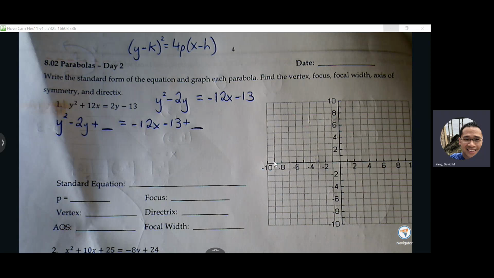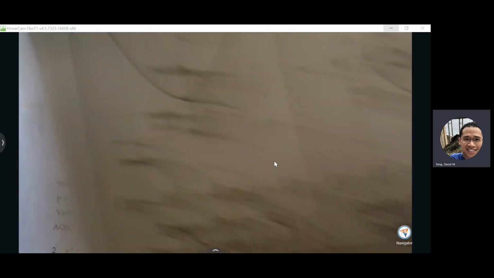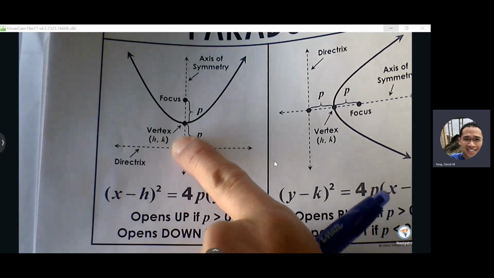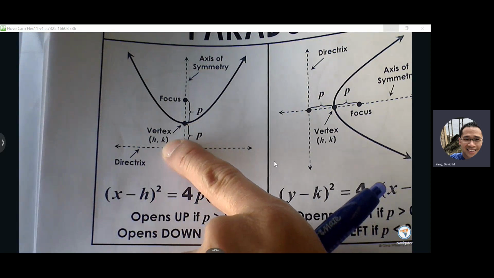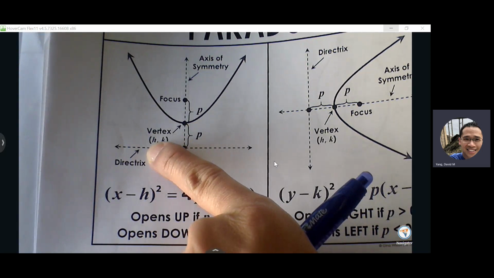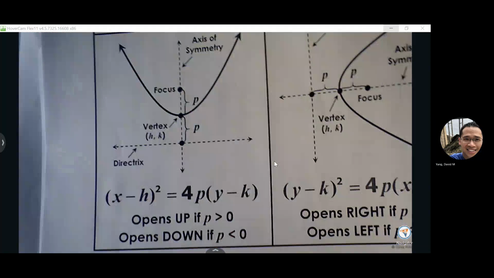What is k? K is the y value of the vertex. So once we find the vertex, k is the y value of the vertex, and h is going to be the x value of the vertex.